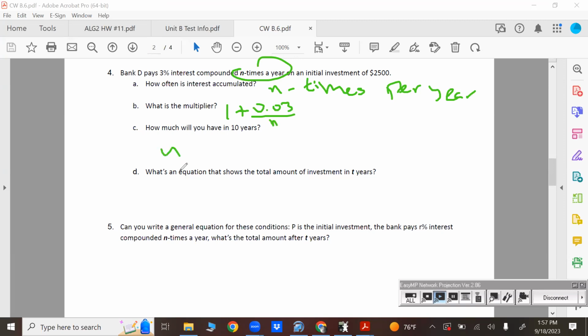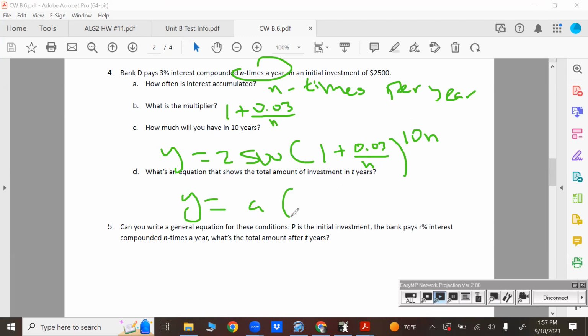How much you have in 10 years? Y equals 2,500 times 1 plus 0.03 divided by n raised to the 10n. And then what's an equation that shows the total amount of investment in all years? You can think of it like this: y equals a times 1 plus r over n raised to the nt power. And number 5 is the same thing as part D.